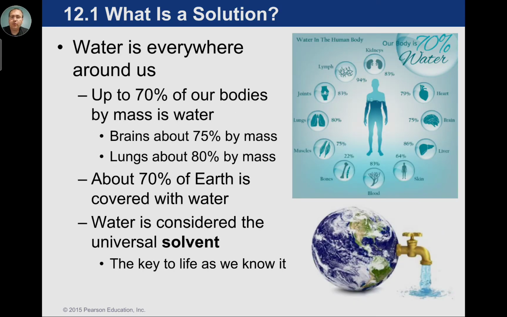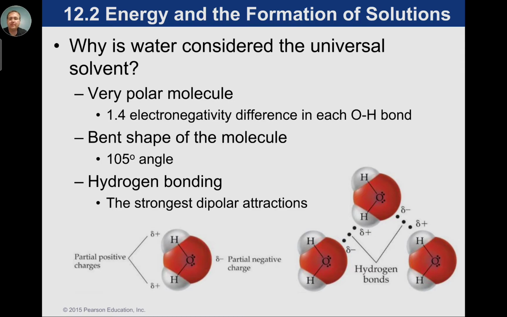As we look at solutions, we have a focus on water. Water is about 70% of our bodies by mass. It's about 75% of our brain, about 80% of our lungs, and about 70% of the surface of our planet. For this reason and more, water is considered a universal solvent. It's the key to life as we know it, and in most of those sci-fi movies, the aliens from outer space are the ones coming here to try to steal our water in a lot of cases.